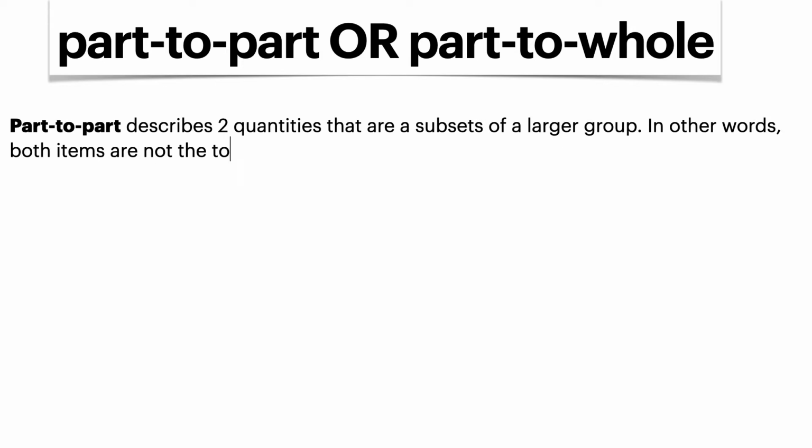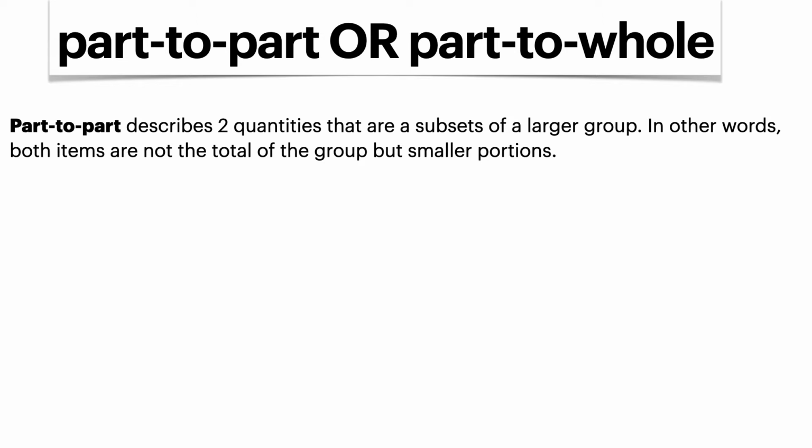Well, this is a definition in our book, and it's about comparing ratios. Okay, so when we're comparing these ratios, sometimes we're looking at part to part or part to whole. Part to part has to do with comparing two parts of a system. Okay, so part to part describes two quantities that are subsets of the larger group. In other words, both items are not the total of the group, but smaller portions.